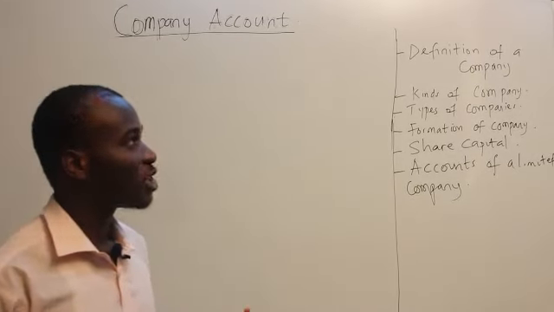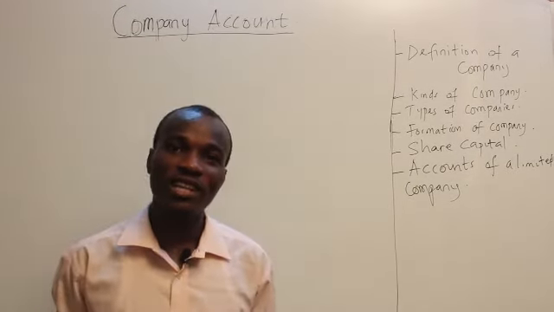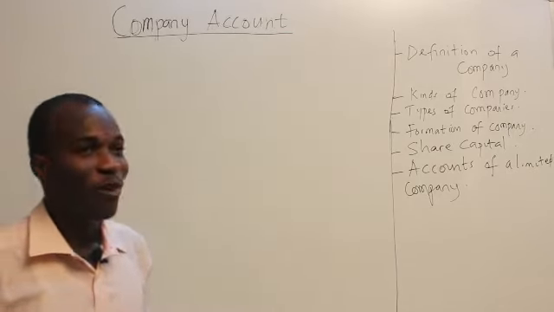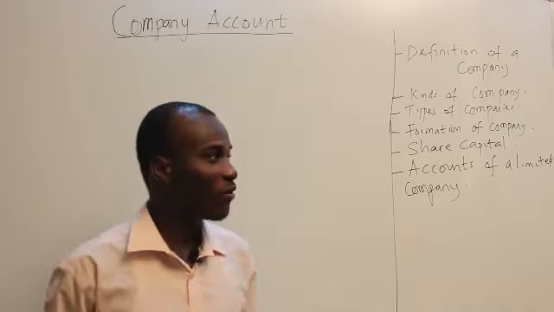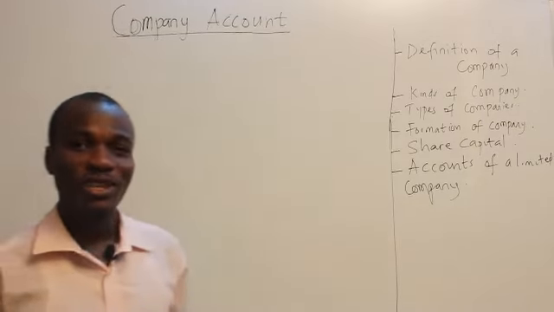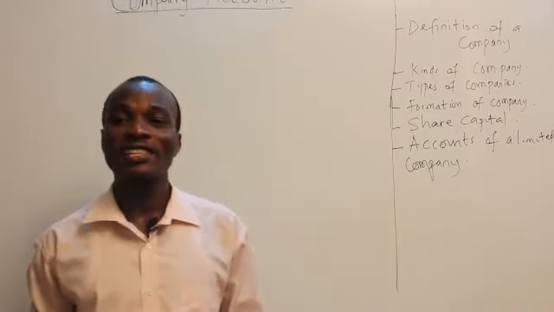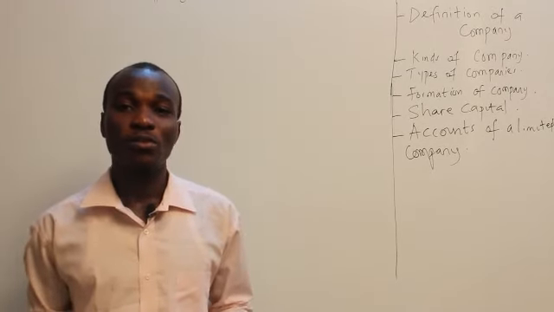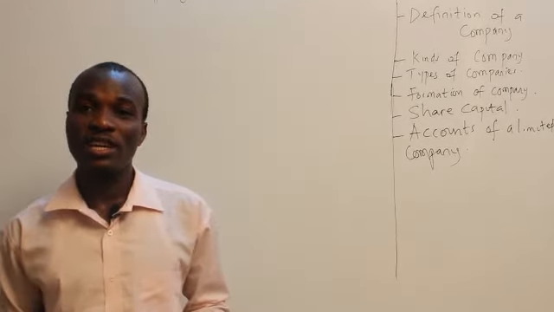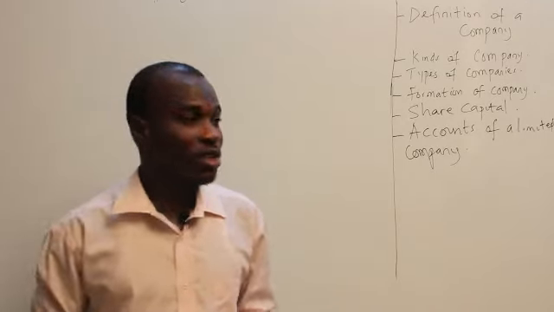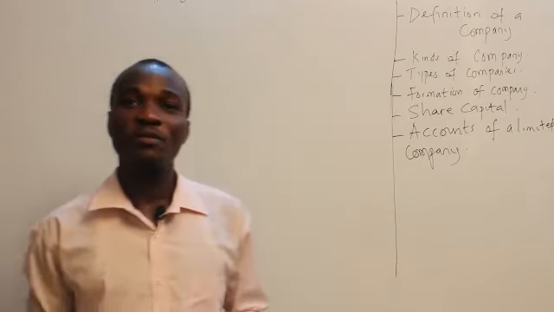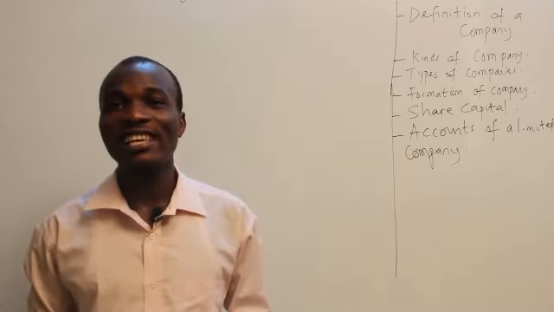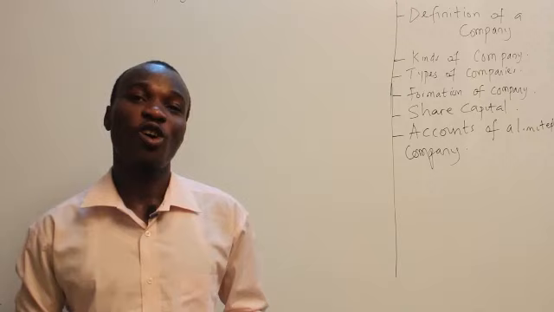Now we're going to look at the definition of a company. Generally, a company has been defined in various ways based on the number of authors and scholars we have in the field. Generally, a company has been defined as a legal entity, that is, a legal entity formed by two or more persons to carry on a business with the common purpose of making a profit. So whenever a company is formed, the company becomes a legal entity, that is a distinctive entity on its own.